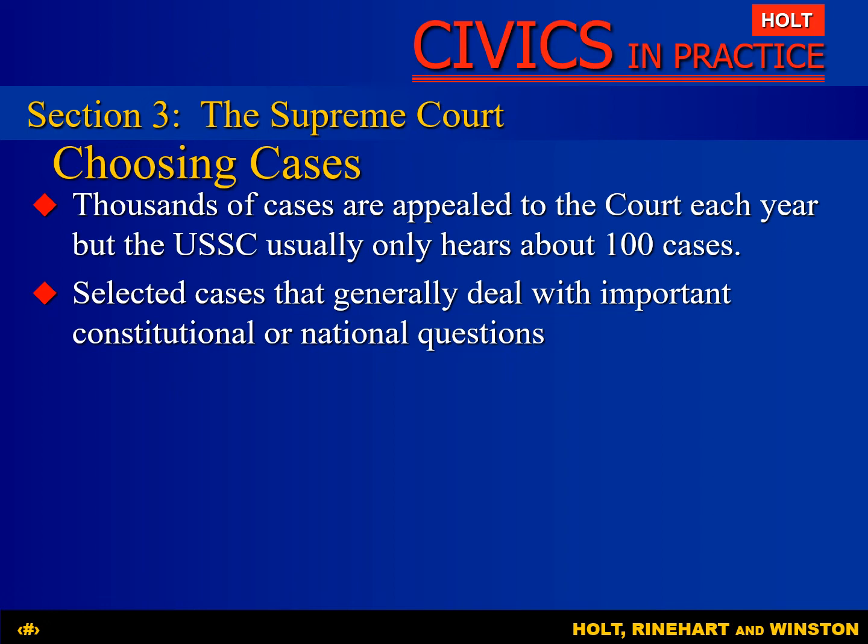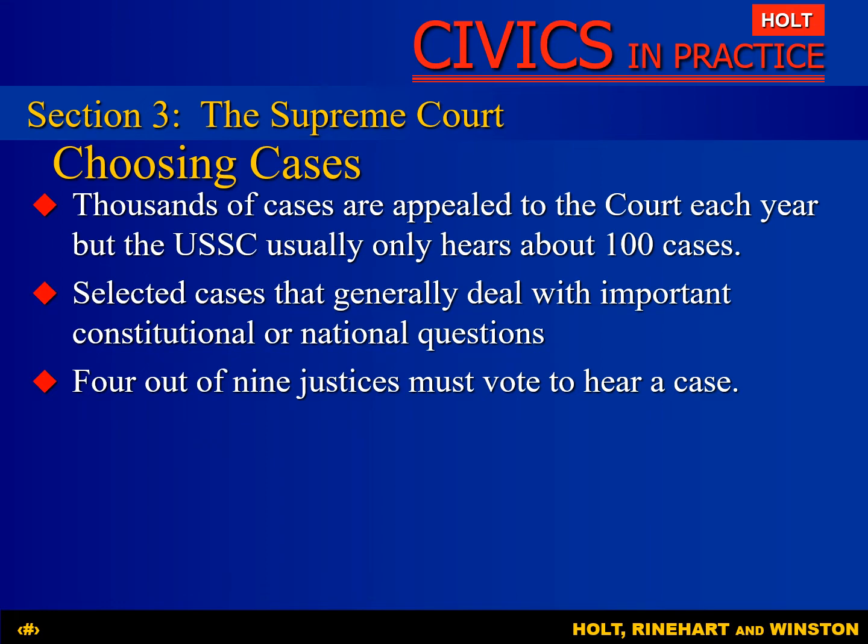For example, a couple months ago, we talked about the abortion case that was coming up before the Supreme Court and what the decision was going to be. Well, at this point in time of the recording, the Supreme Court has not handed down their decision yet in that case. So that would be an example of a national question that the Supreme Court is making a decision on.